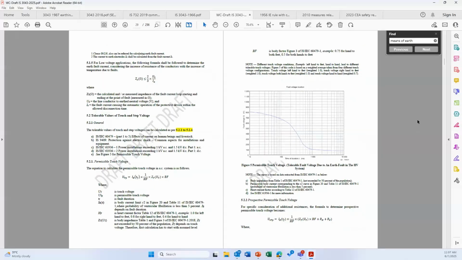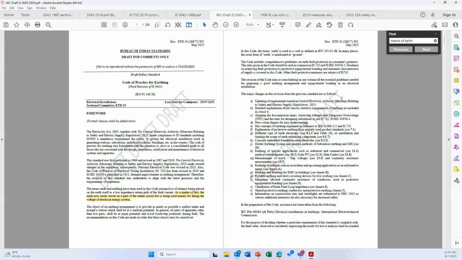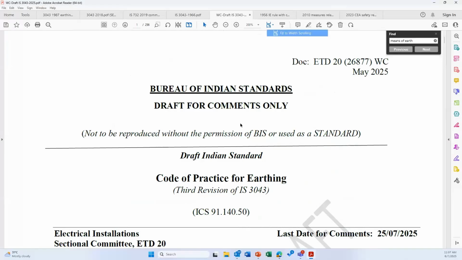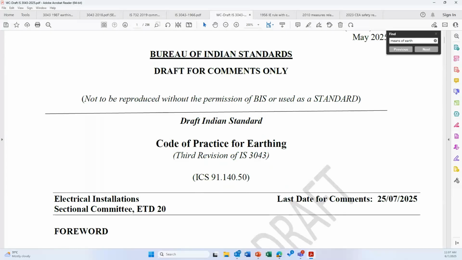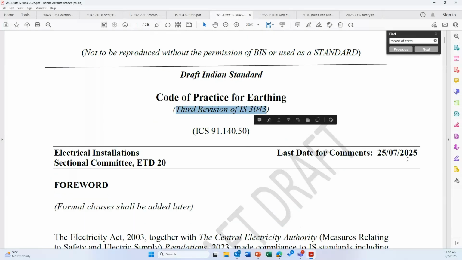We are going to discuss one of the most important subjects of electrical installation, which is earthing, the code of practice of earthing. For your information, the new code of practice of earthing draft has been published by BIS a few days back. This is the IS 3043 third revision. This time, it's not a reaffirmation or whatever. This is a revision which contains a lot of changes, fundamental changes in the document.